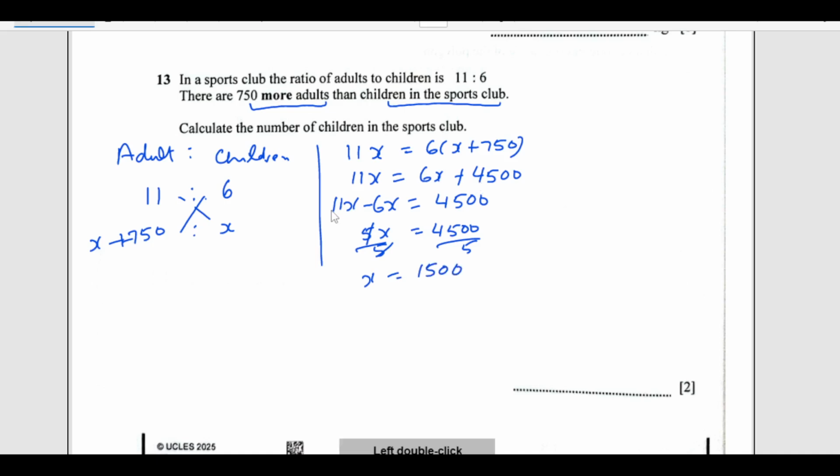The question is now find the number of children in the sports club. So the children are 1500. Okay, he's just asking the number of children, not the total. In the sports club, the ratio of adults, there is 750 more. Okay, so it is 1500. There is nothing else to do.